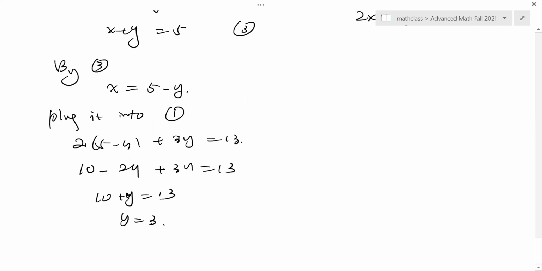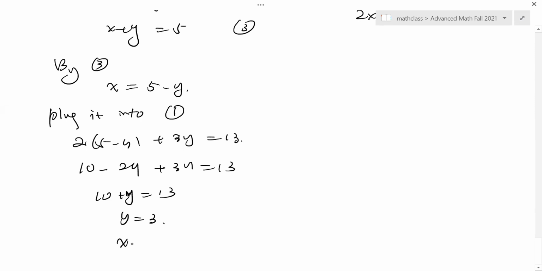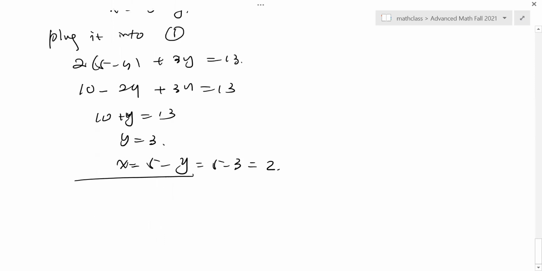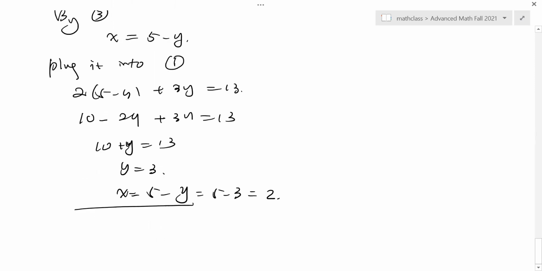Y equals 3, then x is clear. X is 5 minus y, 5 minus 3, that's 2. I do have some students who finish that way. So you add the two equations together and simplify the equation, which still involves two variables, but you can use that to do substitution.